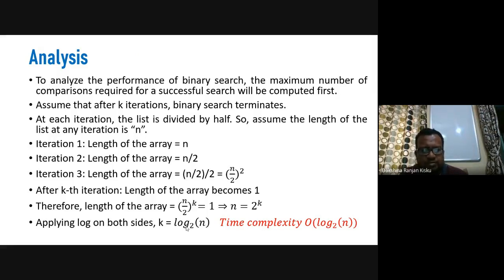Therefore, we can say that the length of the array is n by 2 to the power k, because after the kth iteration, n by 2 to the power k becomes 1. That is why we write n by 2 to the power k equals 1, and this implies n equals 2 to the power k. Now if we take the log on both sides, we get k equals log n base 2. Therefore the time complexity is order of log n.